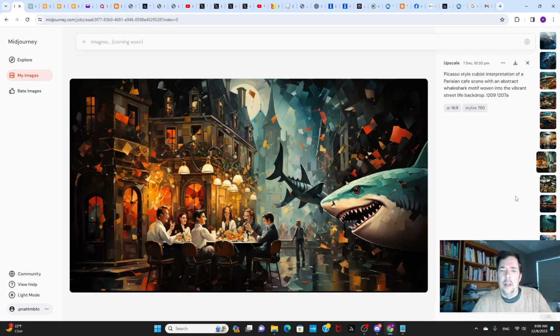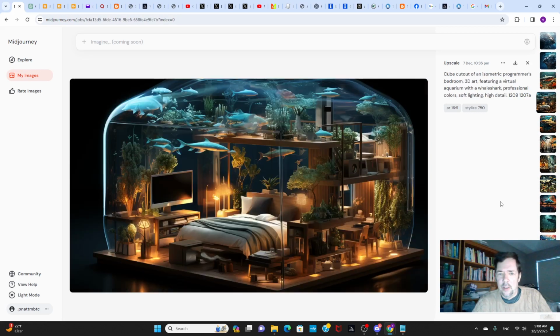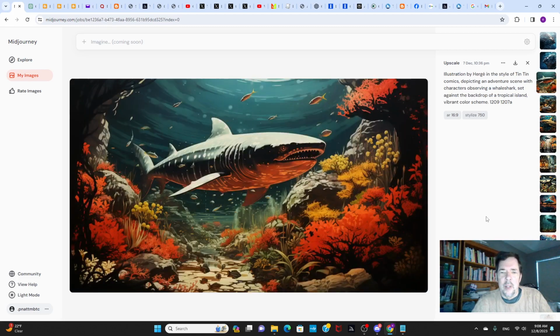I had done a video just before this one on the catalog where I had three catalogs in the catalog. This one I thought was kind of cool. You've got an isometric bedroom here with sharks swimming around. I like this style quite a bit. The Tintin comics, it's got a pretty neat style.